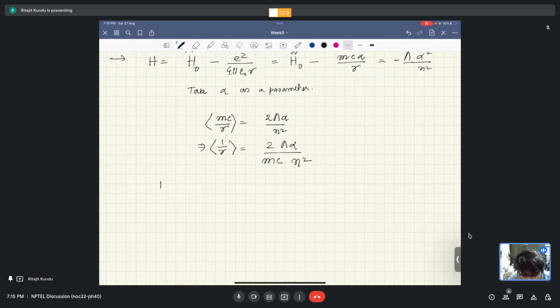So I showed you how to calculate this for 1 by r. You can go ahead and try to calculate it for 1 by r squared and 1 by r cubed, and see what you get. So that will be all for today. Any questions, any doubts?